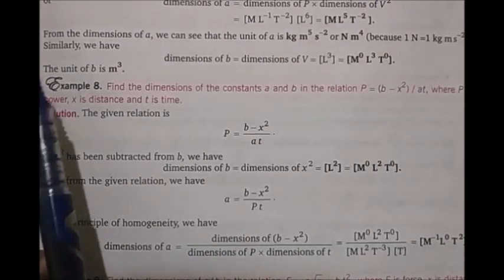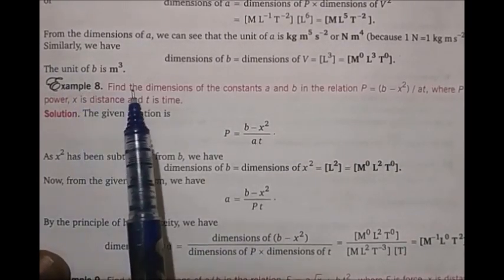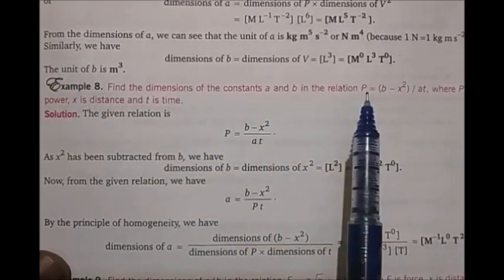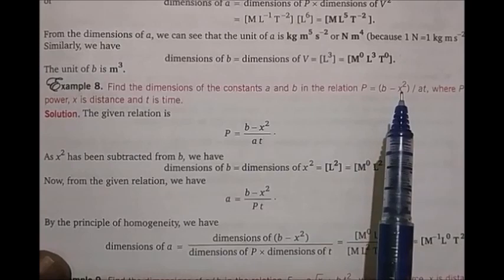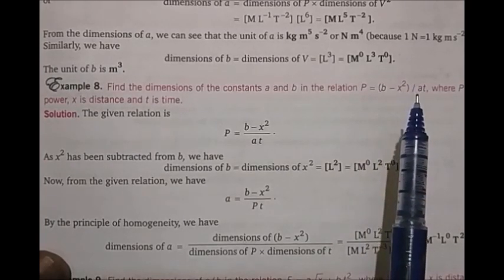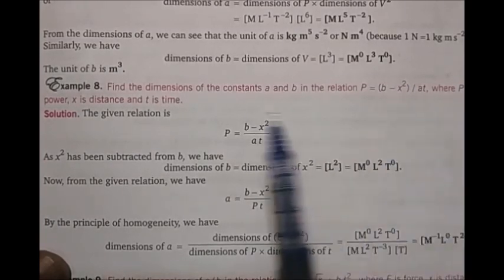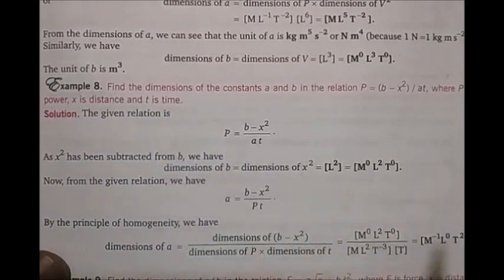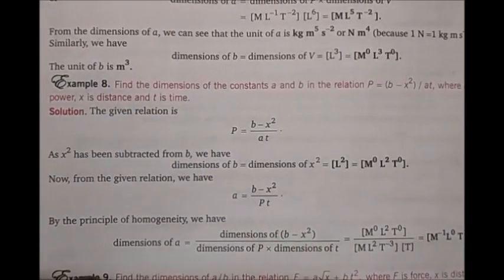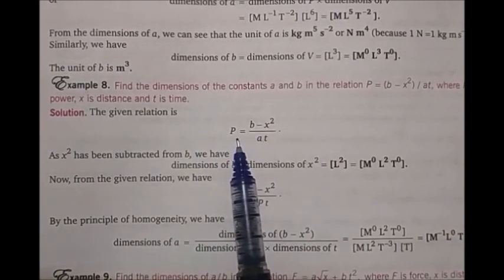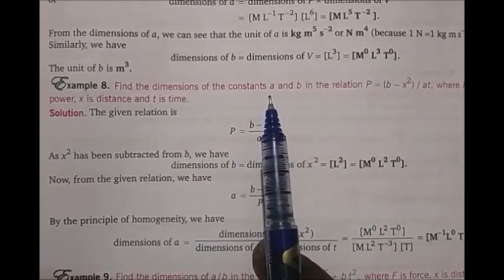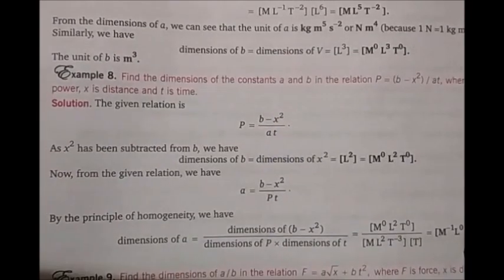So the next question is example number 8. Find the dimensions of the constants A and B in the relation P equal to B minus x square divided by AT, where P is power and x is distance and t is time. We can easily solve this question. So the expression is written here, P is equal to B minus x square upon AT. We need to find out A and B in this expression.